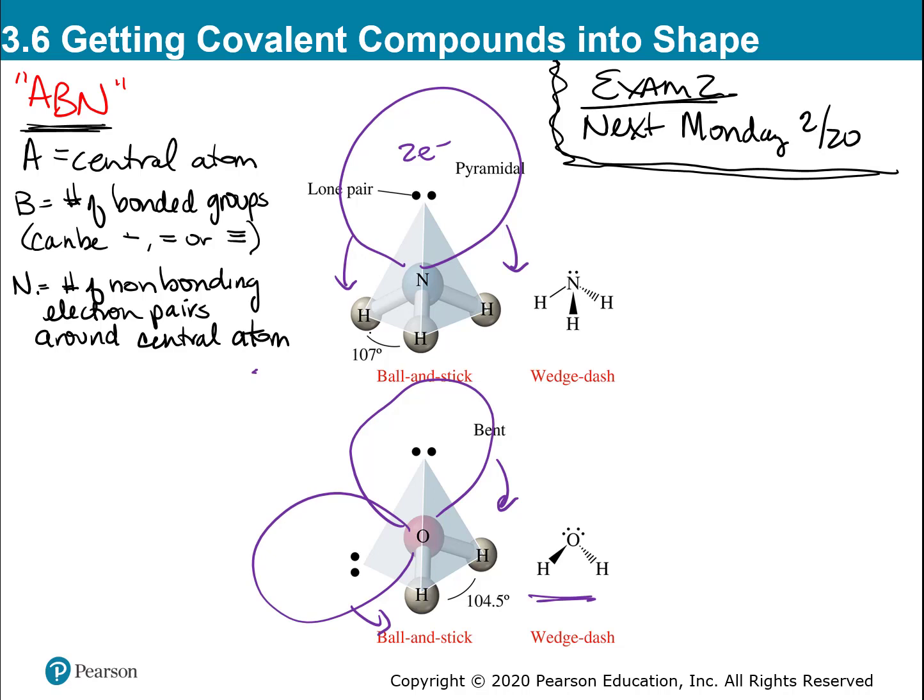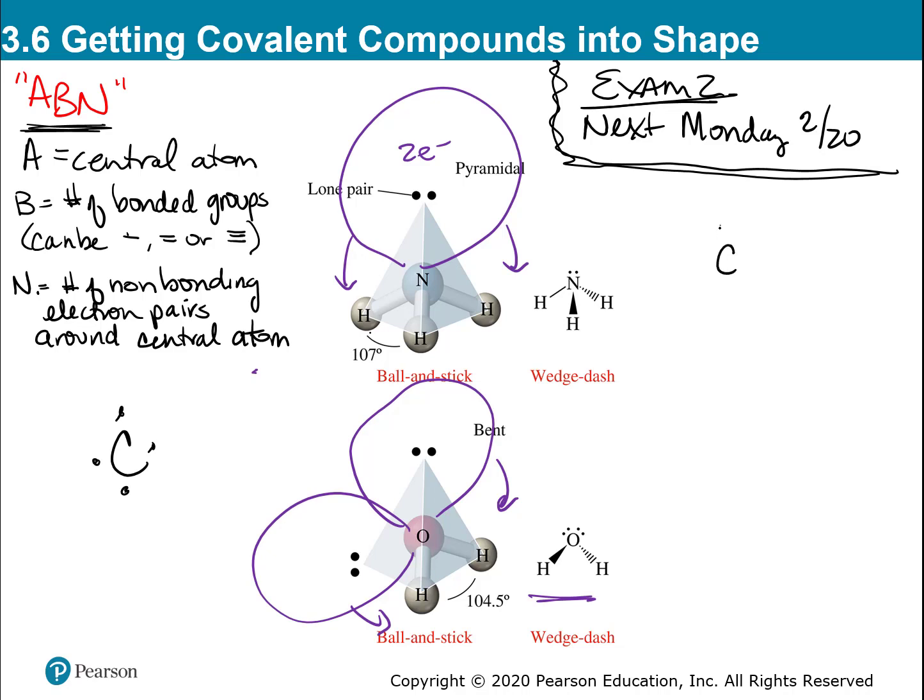The N is the number of non-bonding electron pairs that's around that central atom. Carbon, which looks like this, right? Remember that carbon will never have non-bonding pairs. Carbon, all 4 of its electrons are involved in covalent bonding, whether they're 4 single bonds, 2 double bonds, a double bond and 2 single bonds, whatever. Carbon will never have an N associated with it.